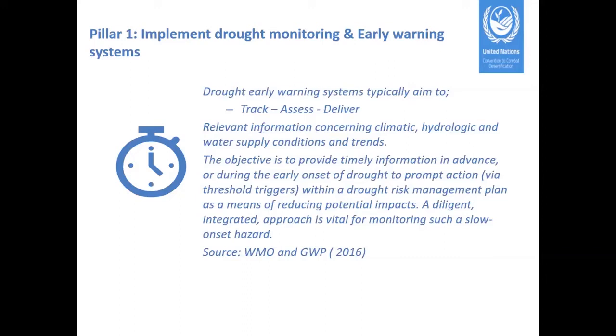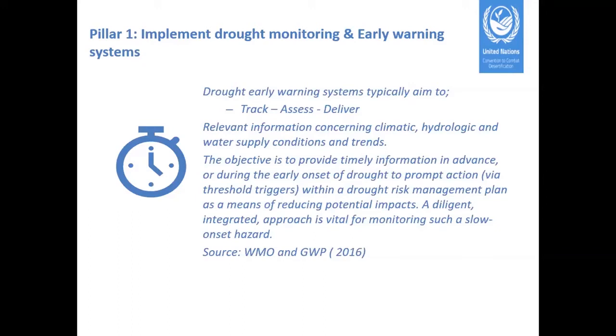On pillar one, drought early warning systems typically aim to first track, assess, and then deliver relevant information in terms of climate, hydrology, and water supply condition. So the objective is to provide timely information. For whom? For policymakers, but at the same time also for end users, farmers, for example. Early information is not early action. So we need to make sure that we reach out to everyone that is going to be a beneficiary of this, to use the drought risk management plan as a means of reducing the impacts.